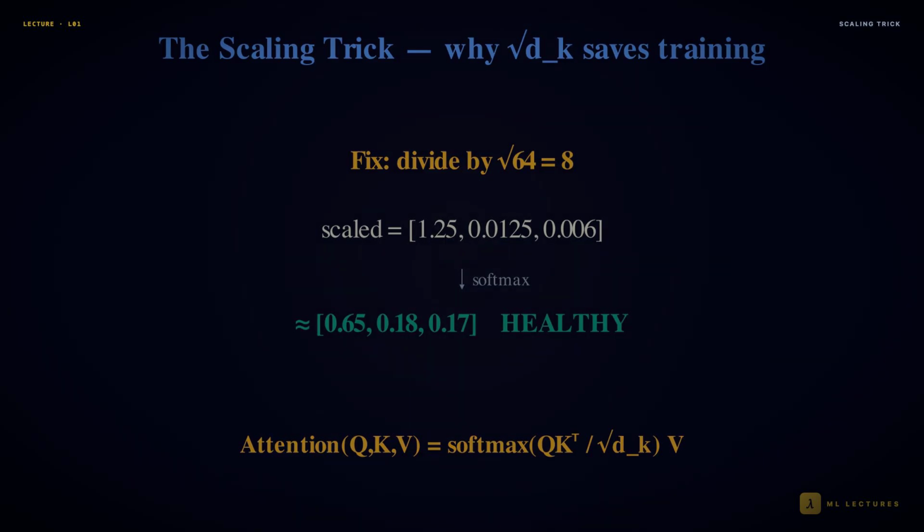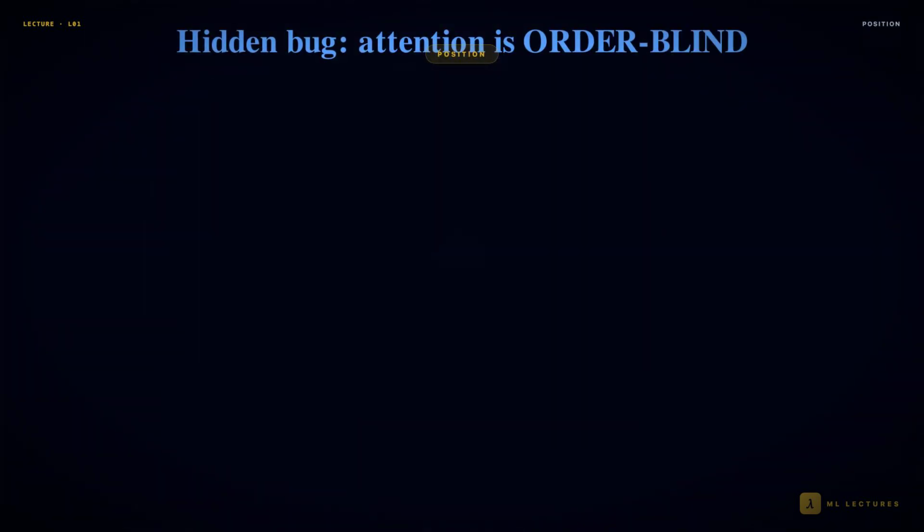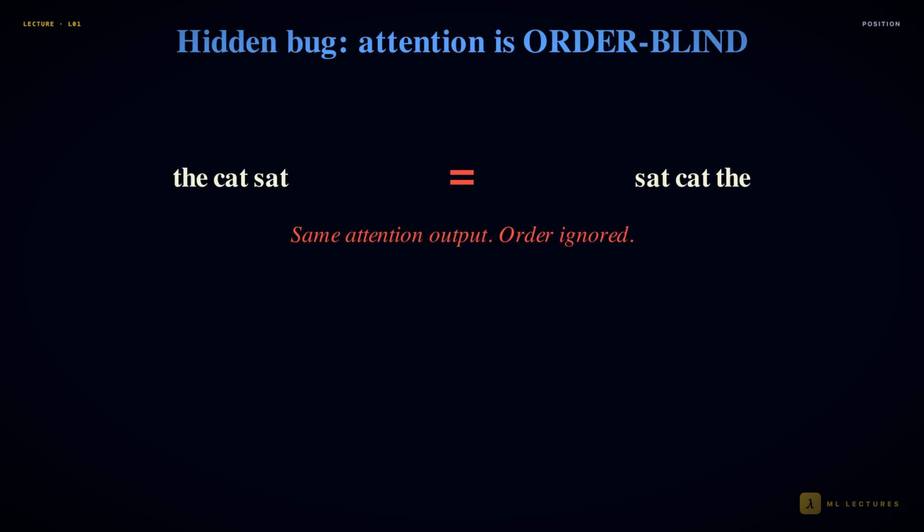Notice something. Take the cat sat, then take sat cat the. Feed both into attention. Compute Q, K, V, compute scores, multiply by V. Sum. The output is identical. Attention has no idea about order. It treats the sentence as a bag of words.